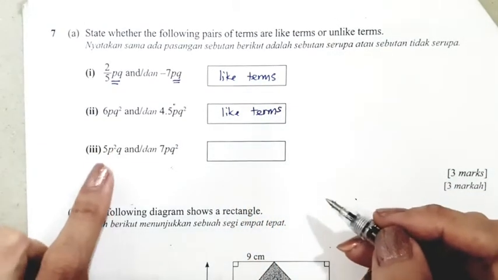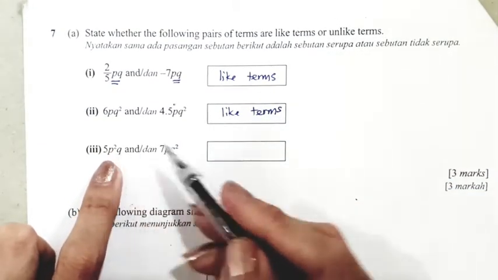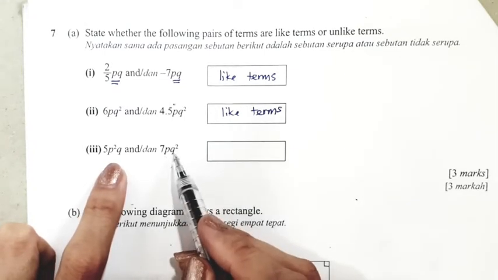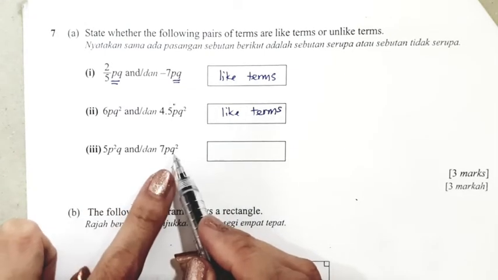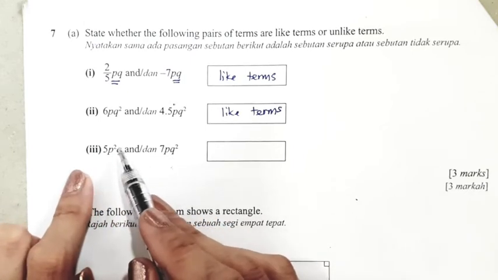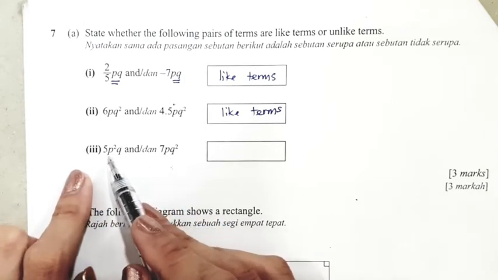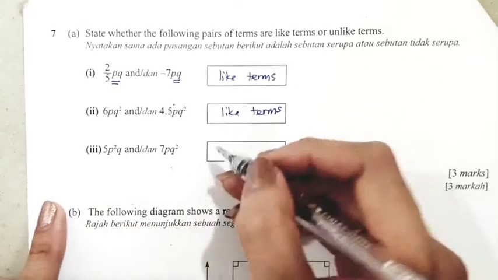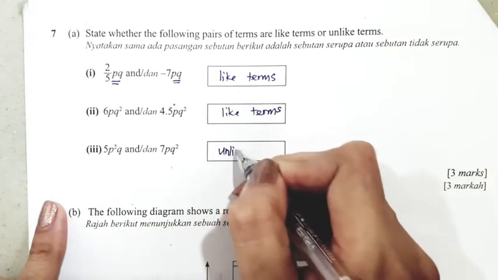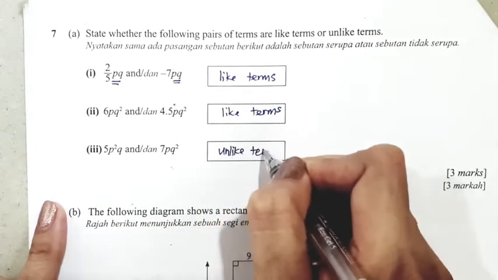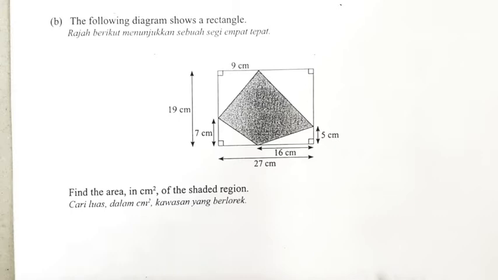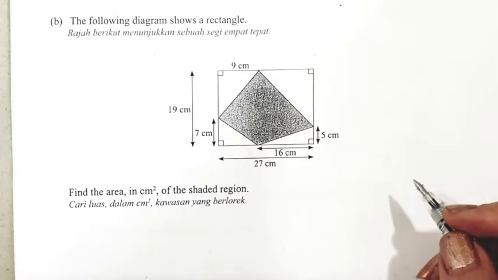Okay, next, P squared Q, PQ squared. You see the square is the index for the base Q, whereas the square over here is with the base P. So this is unlike terms. Okay, simple. Next, B, the following diagram shows a rectangle.